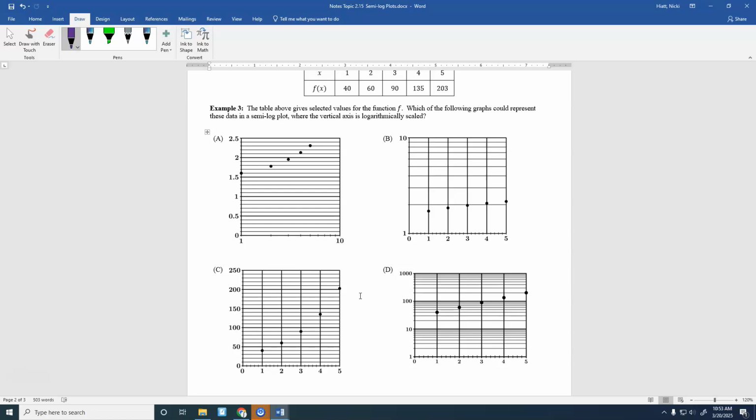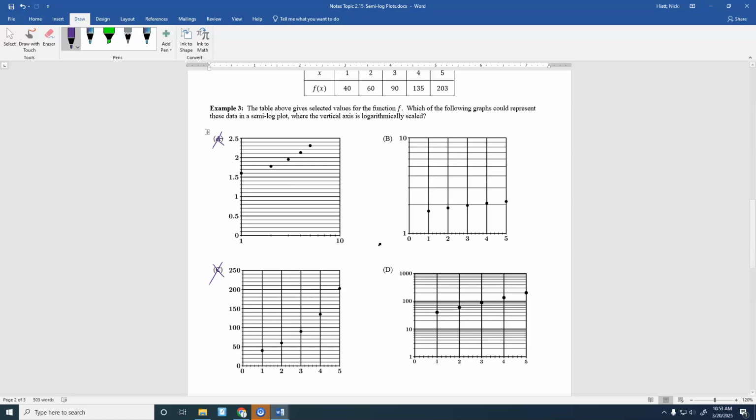Okay, A is actually logarithmically scaled, but it's on the x-axis. That's not what we were supposed to be doing, right? C, that's just the regular graph, right? So that's those points graphed on a regular xy plane. This actually can be a little helpful to you because it shows you sort of an exponential pattern that you can look at. Then I've got D and B, which are both logarithmically scaled.